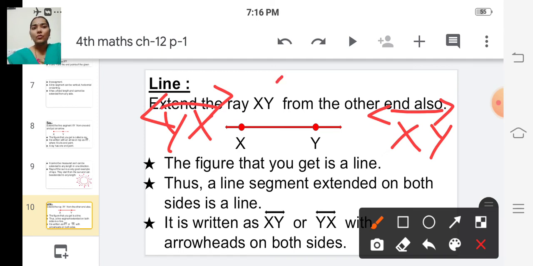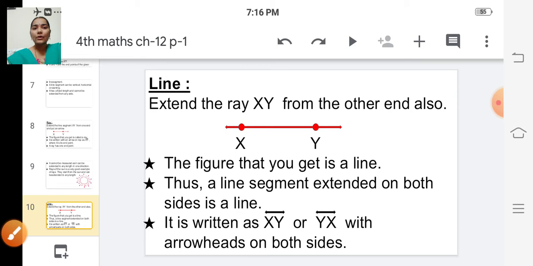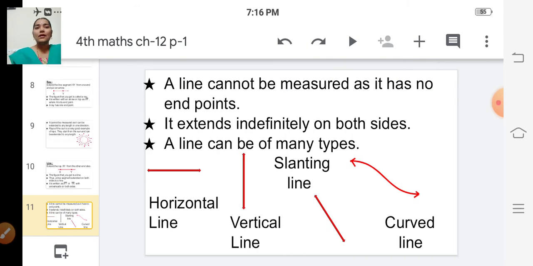A line is written as XY or YX with arrowheads on both sides. It is written as XY or YX with arrowheads on both sides. A line cannot be measured as it has no endpoints. So a line has no endpoints, so it cannot be measured.